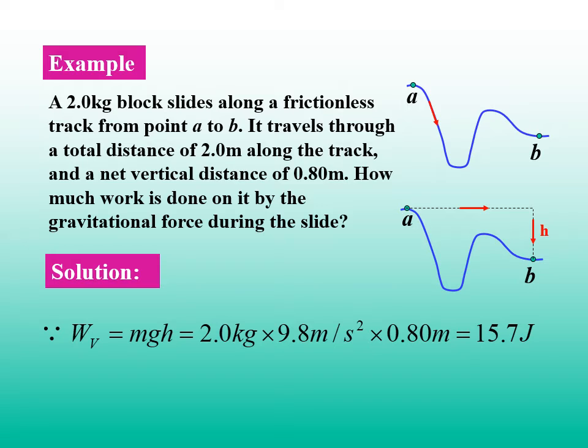Because we are supposed to find the work done by the gravitational force, and the gravitational force is along the vertical direction, there's no work done along the horizontal direction. So W_g equals mgh, which equals 2.0 kilogram times 9.8 meter per square second times 0.80 meter, equals 15.7 joule.